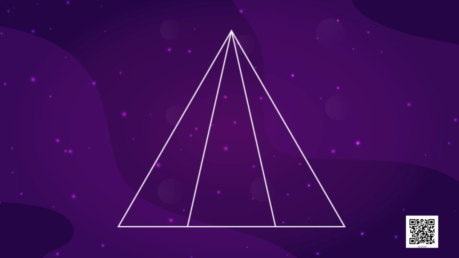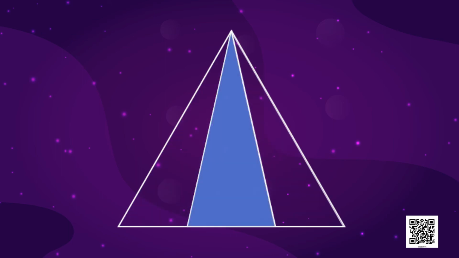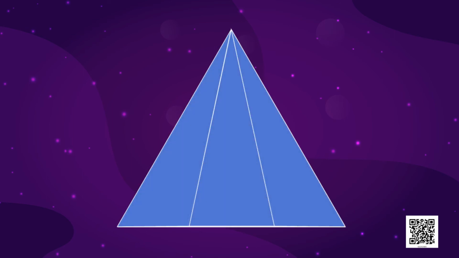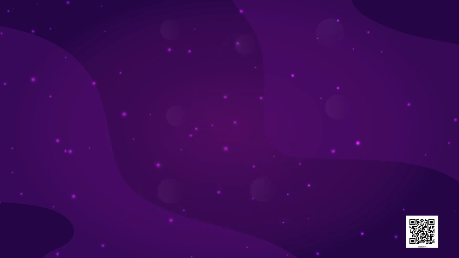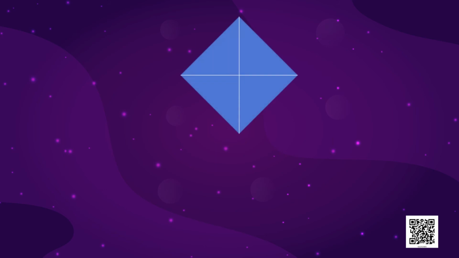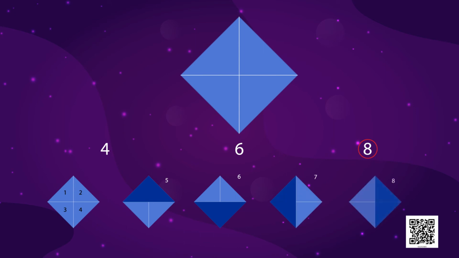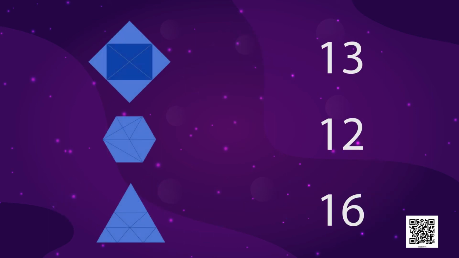Here we have 6 triangles. See, 1, 2, 3, 4, 5, 6. So aren't they 6 in number? Okay, tell me, how many triangles are here now? 4, 6 or 8? And the right answer is 8. 1, 2, 3, 4, 5, 6, 7 and 8. Now match these shapes with the right number of triangles.